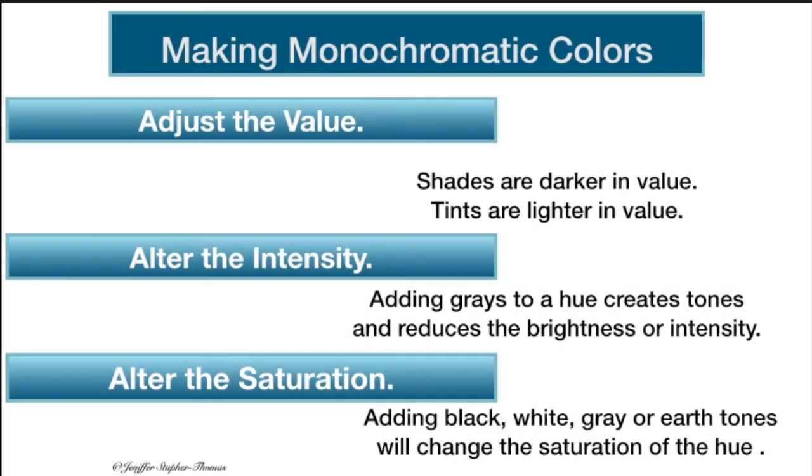Making monochromatic colors. You adjust the value. Shades are darker in value. Tints are lighter in value. Alter the intensity. Adding grays to a hue creates tones and reduces the brightness or intensity. Alter the saturation. Adding black, white, gray, or earth tones will change the saturation of the hue. That's kind of like purity.